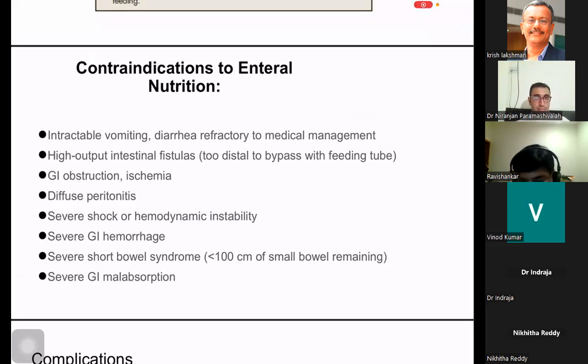Vinod, one more, you said very clearly about the gut integrity, maintenance of gut integrity by enteral feeding, which is very important. That is, it continues to maintain the mucosal blood flow, which is very important. But what is the other extremely important corollary to this, maintenance of gut integrity?